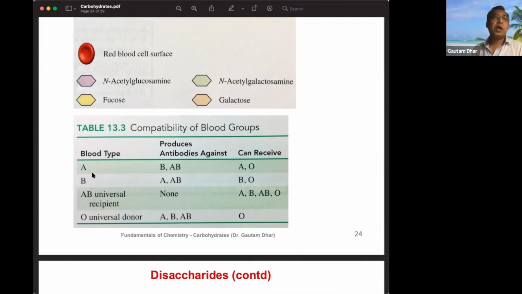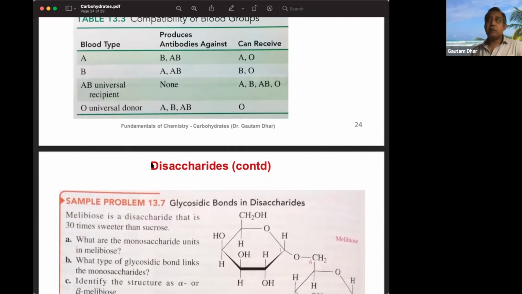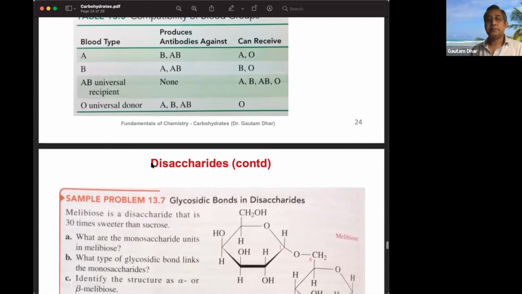If you have blood type A, these surface antigens generate antibodies. The antibodies recognize that if you have blood type A, it produces antibodies against B and AB. So antibodies cross-react. Basically, it can receive A, but not B. Anything that has a B tag on it will be destroyed, or cross-react. So this is something to keep in mind, that carbohydrates play a role in cell types.